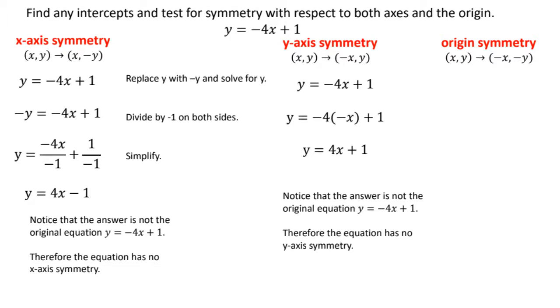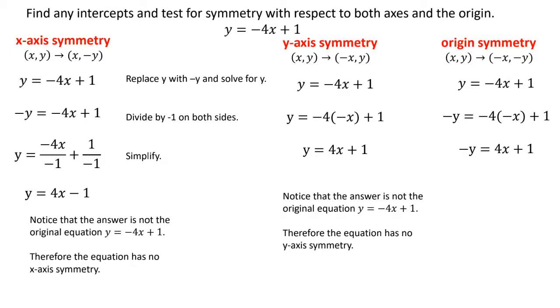So let's check for the origin symmetry algebraically. We're going to change the sign on both the y and the x. So let's go ahead and do that. We're going to get negative y equals negative 4 times a negative x plus 1. We'll simplify and solve for y. So we have negative 4 times a negative x, that's a positive 4x plus 1.